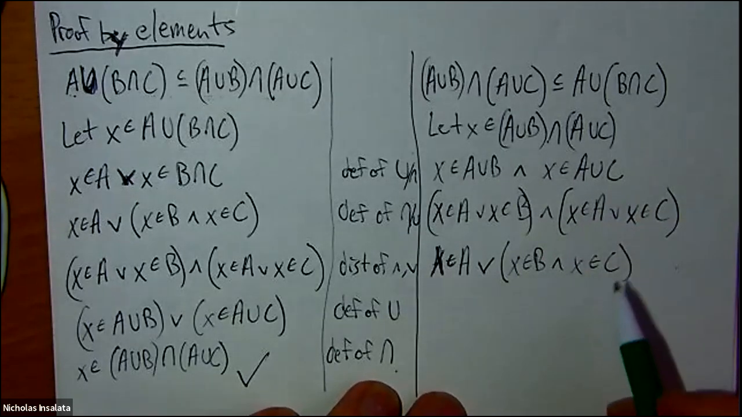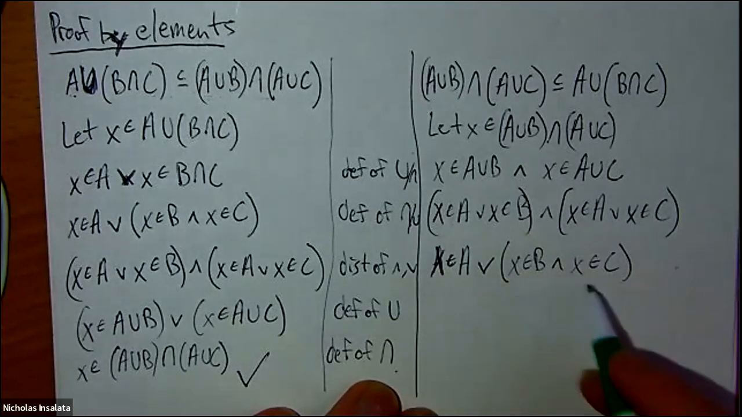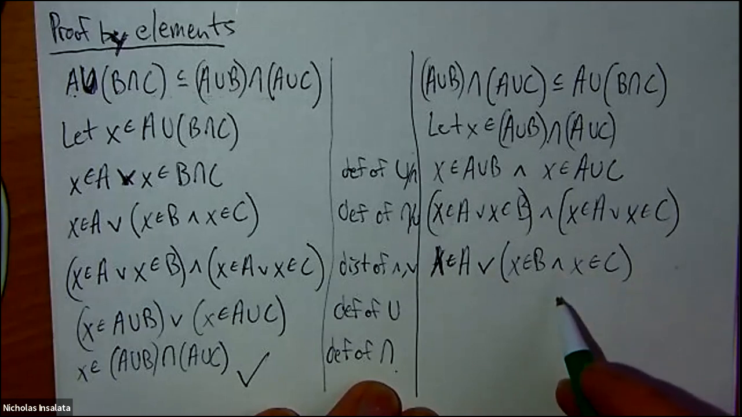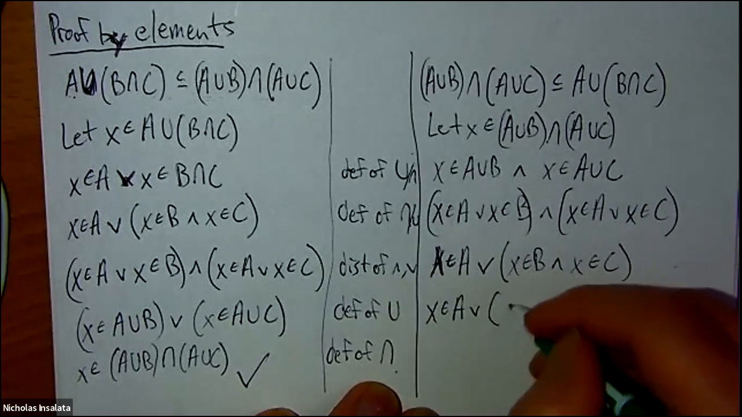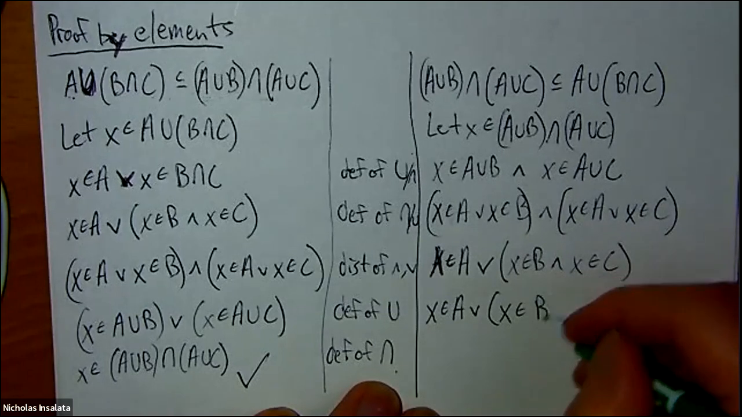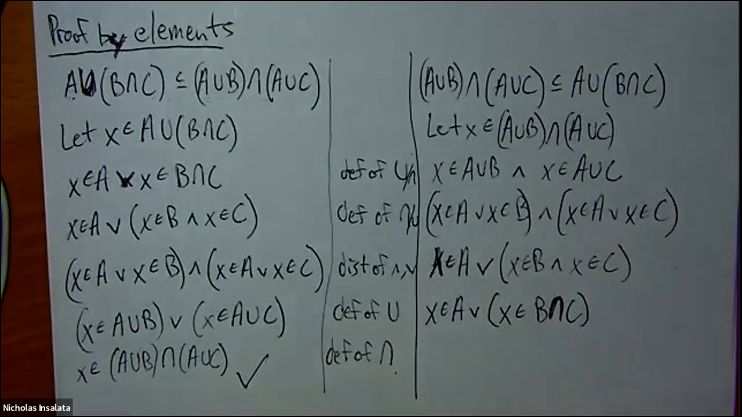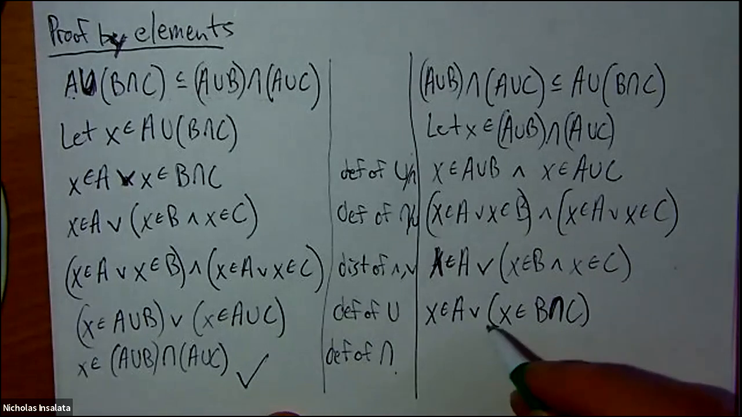Then we convert back. So we'll do the union first, actually the inside of the parentheses first. We'll do this one. So say X is an element of A or X is an element of B intersect C. Make sure that looks round, not pointy, so we can tell the difference between the two symbols, right? And then lastly, we use the definition of union.